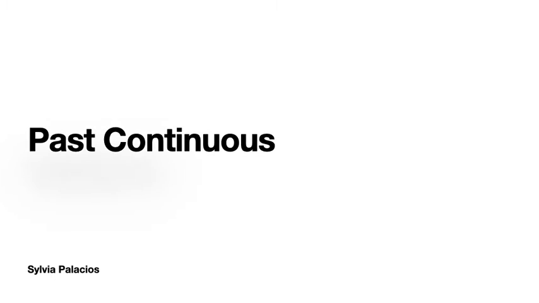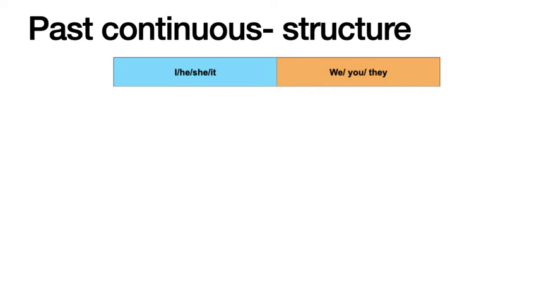We're going to explain today the past continuous, its structure and use. Past continuous structure basically is divided. We are going to divide it in two according to the subject. We are going to use a structure for subjects I, he, she, it, and another one for subjects we, you, they. In the first case, we're going to use the verb to be in the past, the form was, and the main verb ending with ing.